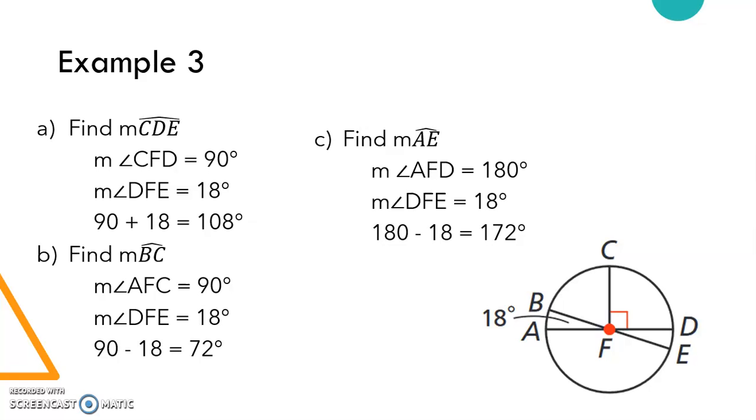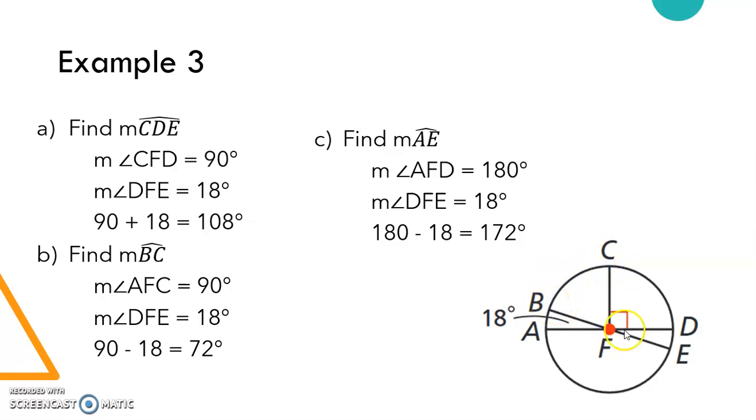So for part B, they wanted the measure of arc BC, which is right here. Okay, and what I remembered is that radius FC is perpendicular to diameter AD. So if this is 90 degrees, then this part over here is also 90 degrees. And this is 18 degrees. So I just have to do 90 minus this 18 to get 72 degrees for BC.